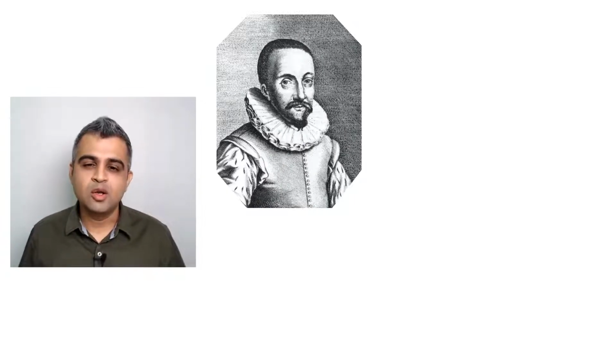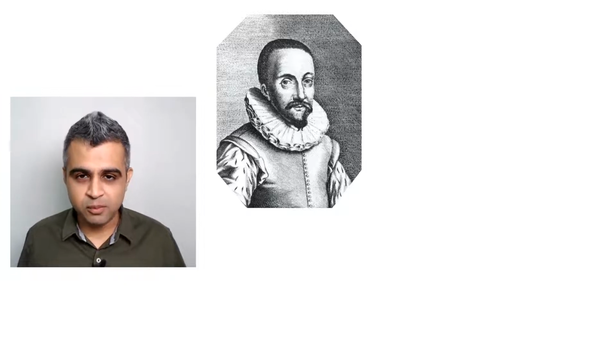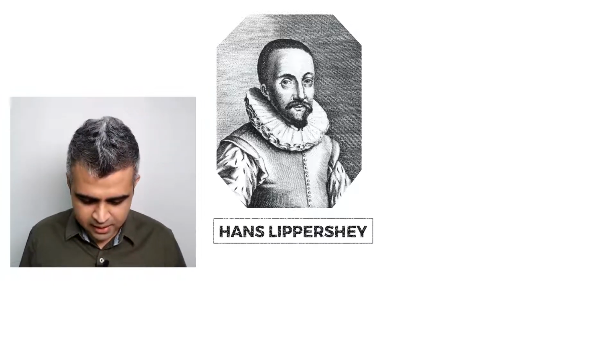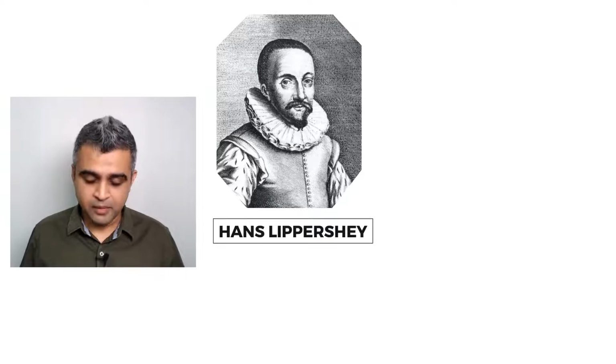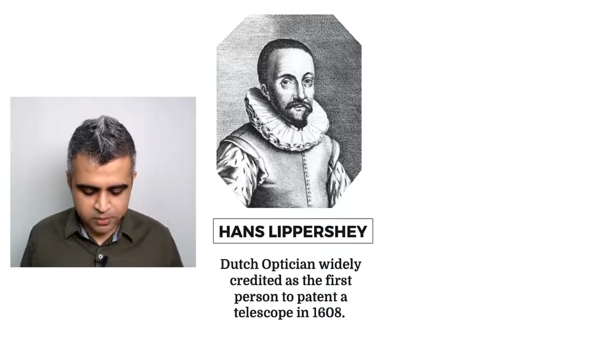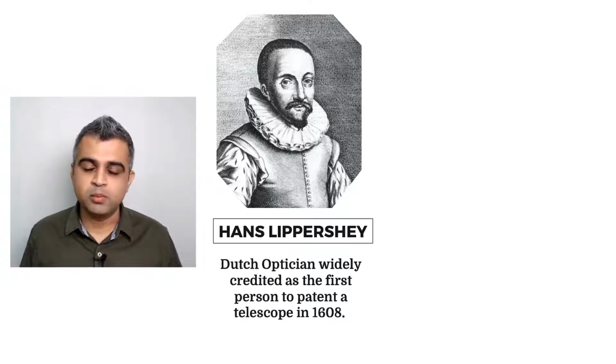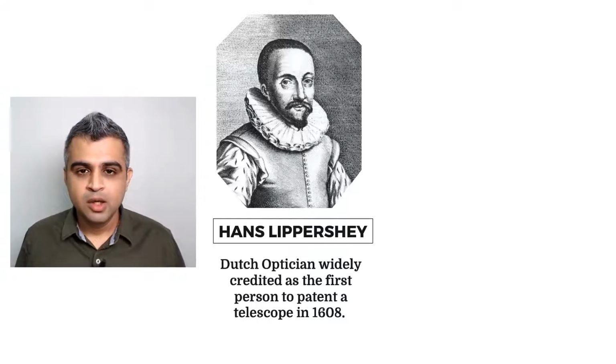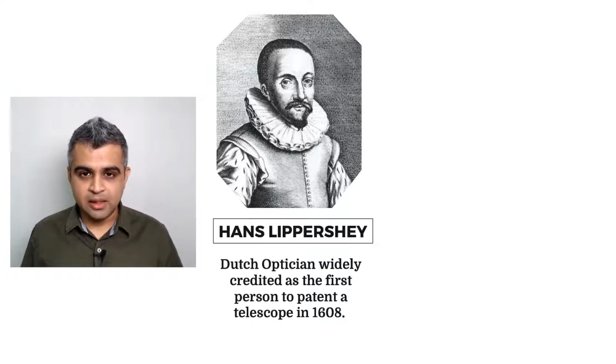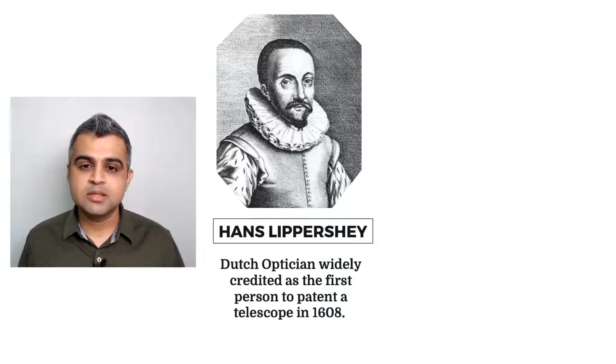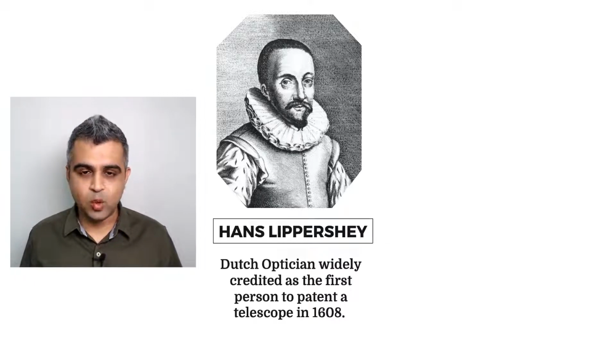And now you're going to see a lot of black and white, awesome images of cool dudes from the past. And this guy was called Hans Lippershey. He was a Dutch optician, widely credited as the first person to patent a telescope in 1608. So this guy is credited with the discovery of the telescope.